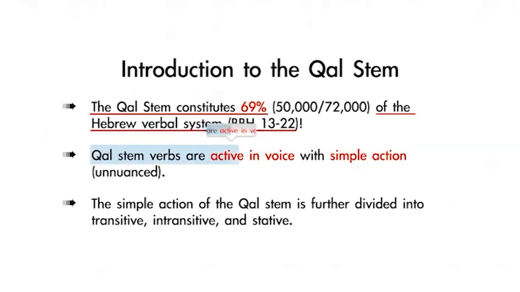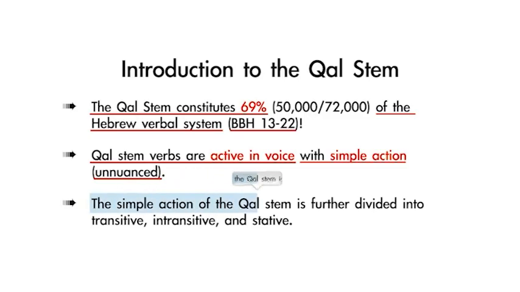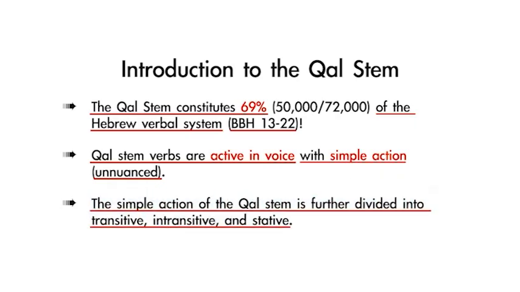Qal stem verbs are active in voice, which means the subject will generally perform the action with a simple or unnuanced type of action, meaning it won't be intensive or causative, and we'll get into those stems after chapter 22. The simple action of the Qal stem, you should know, is further divided into transitive, intransitive, and stative. And if you're like me, before you studied Hebrew, you did not know what transitive, intransitive, or stative meant, and so let me help you understand.